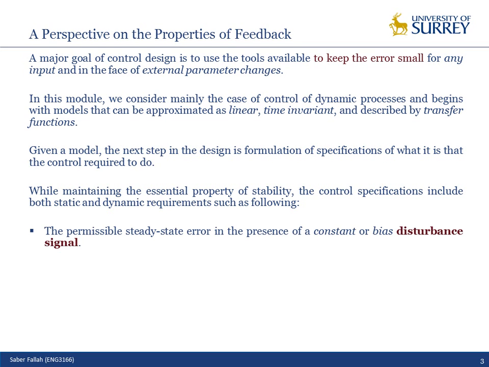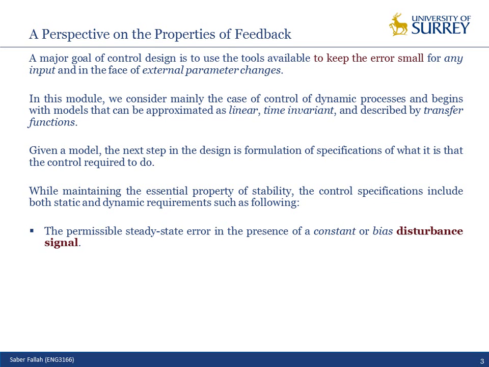What type of specifications do we have? The permissible steady state error in the presence of a constant or bias disturbance signal. We design a control system. We have a model. The model is mathematics, and it is a linear model, which is a very simplified case of the actual model. But we need to make sure the controller we have designed can work in different situations if we have different types of disturbances in the system.